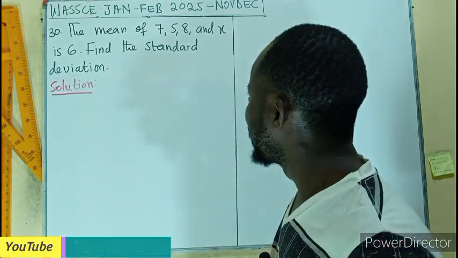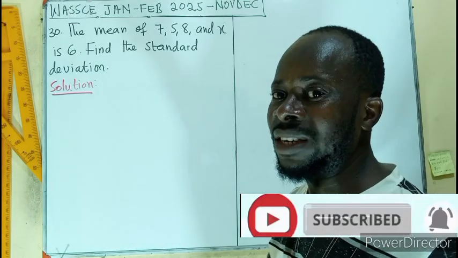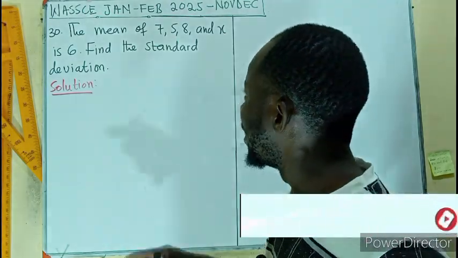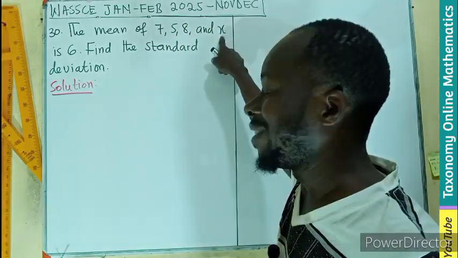The mean of 7, 5, 8, and x is 6. We are to find the standard deviation. For the standard deviation, we need the mean, and we also need to know the values of all the data sets. So x is unknown.